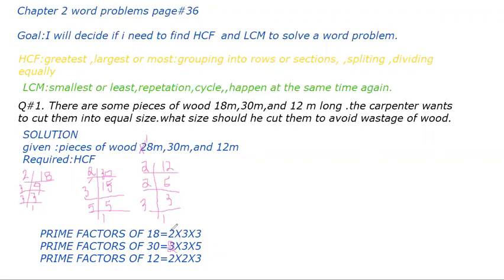Now this 2 is once in 18, once in 30, and once in 12. So we will loop this 2. 2 is a prime number. Now this 3 is once in 18, once in 30, and once in 12. 3 is also common. Now we will write here the common factors: 2 into 3. This 2 which was common once in 18, once in 30, and once in 12, we will write it only one time in common factors. Similarly, this 3 is once in 18, once in 30, and once in 12. We loop it and we will write it only one time in common factors.